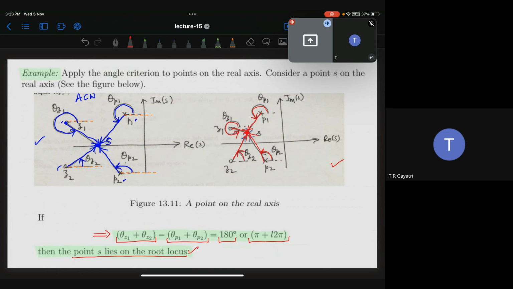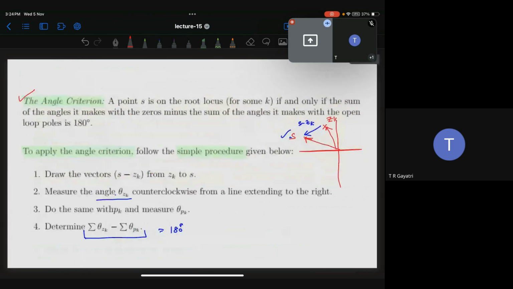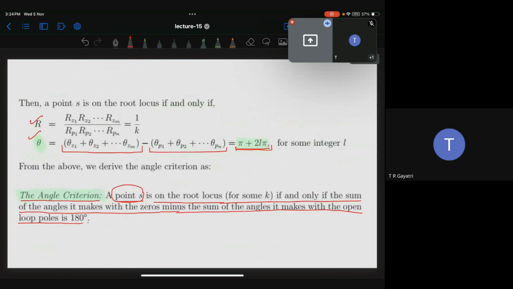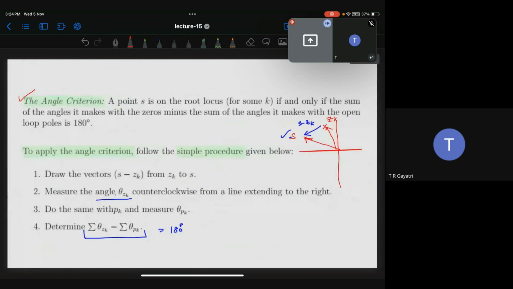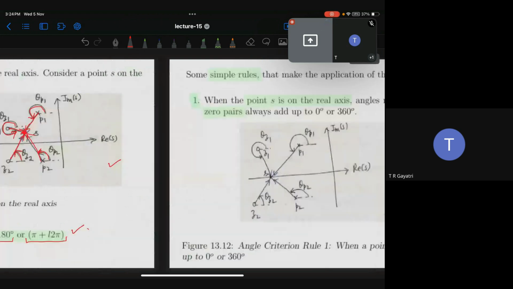Find these angles. Now you have two angles with the zeros, two angles with the poles. Again, apply this equation and check whether it is equivalent to 180 degrees or not. This is called the angle criterion. The angle criterion gives us the flexibility to check whether a particular point is on the root locus or not. So here is the proof. I'll give this file later, you can check that.